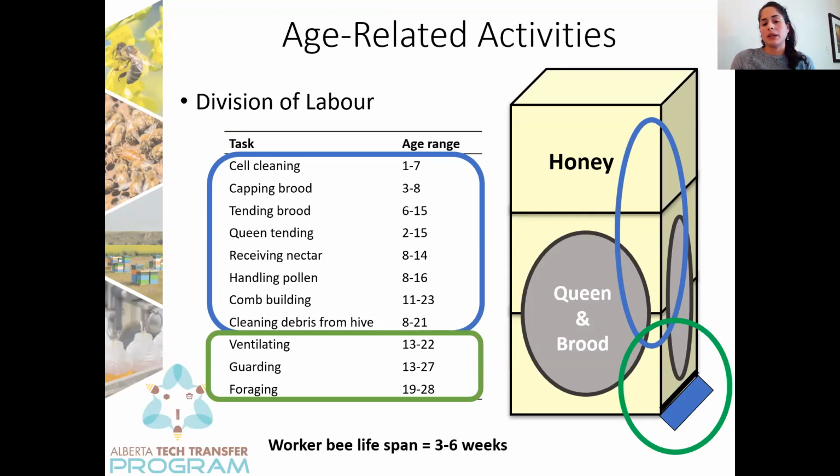Worker bee lifespan is about 3 to 6 weeks in the summer. I don't like to call them summer bees because it also includes spring and early fall bees. I prefer to say non-winter bees. Lifespan is from 3 to 6 weeks. Winter bees are much different physiologically as well, so they live much longer. They can live throughout the winter. But in general, the non-winter bees' lifespan would be 3 to 6 weeks.